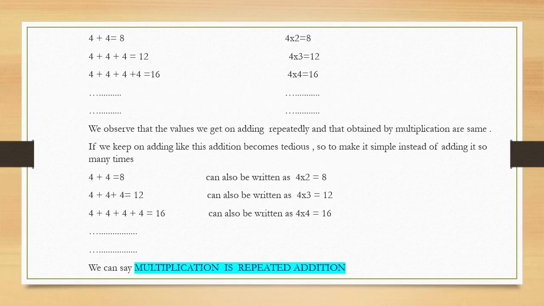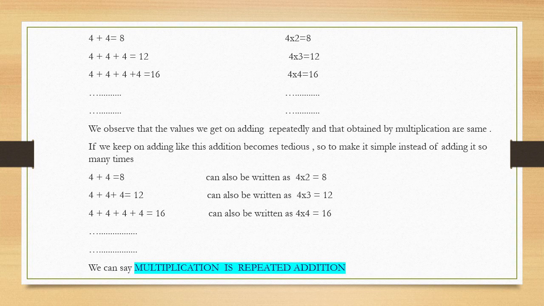Now we can see that 4 plus 4 is 8. 4 added 2 times gives 8, and 4 into 2 is also 8. 4 plus 4 plus 4 means 4 added 3 times gives 12, and 4 into 3 is also 12. 4 plus 4 plus 4 plus 4 means 4 added 4 times gives 16, and 4 into 4 is also 16, and so on.